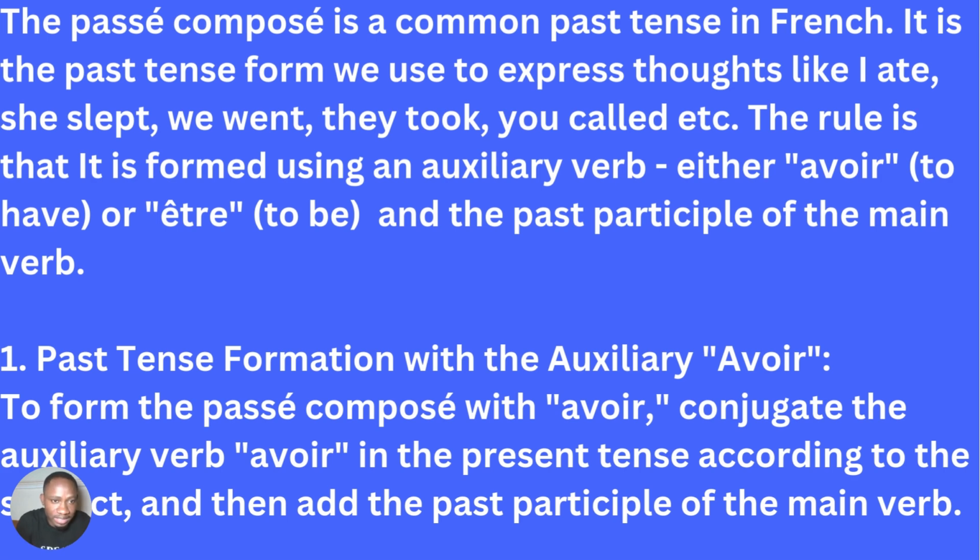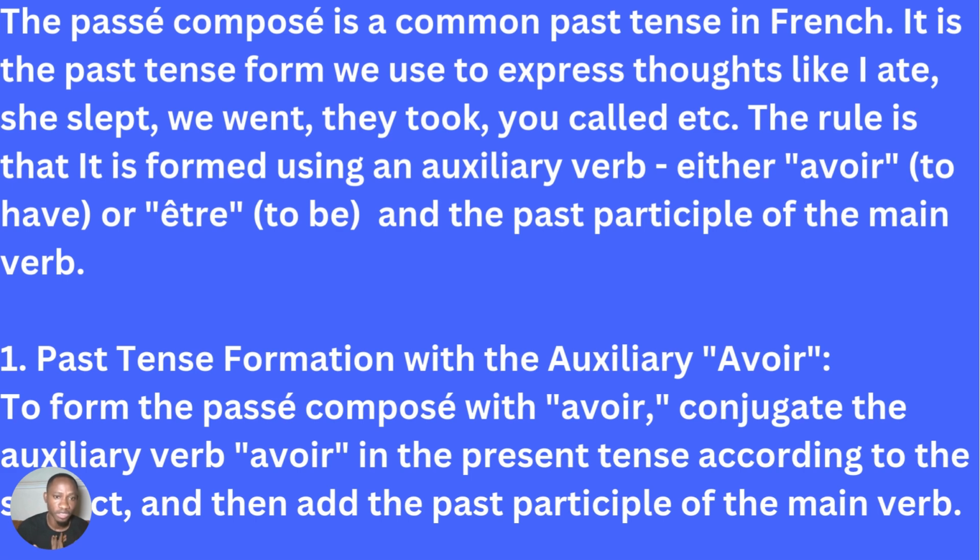The rule is that it is formed using an auxiliary verb. In French, it is formed using an auxiliary verb, either the auxiliary avoir or the auxiliary être, which is to have and to be, followed by the past participle of the main verb. Okay? Now, past tense formation with auxiliary avoir.